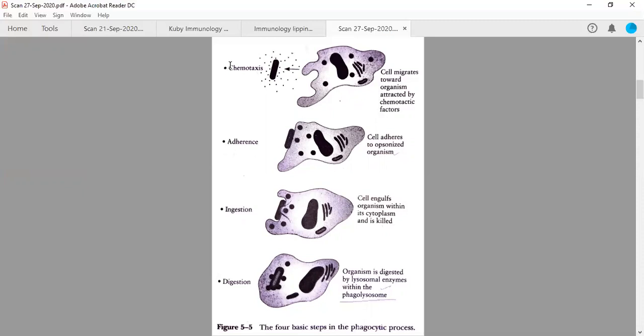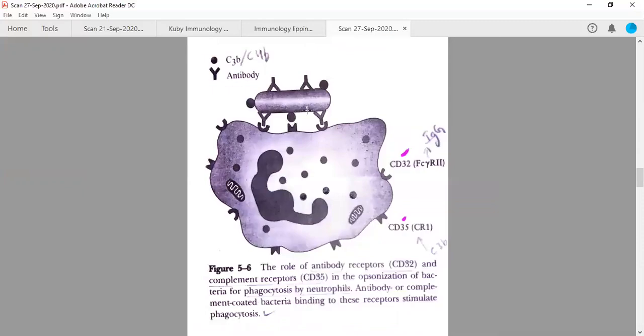Then there is adherence. Adherence, as I showed you in the previous diagram, so this one. This is called adherence. Adherence is with the help of antibodies and some complement proteins. They will coat this antigen or bacteria, and because there are some specific receptors present over the cells, for example, neutrophils have CD32 and CD35, they will bind together. This process is called adherence, right?